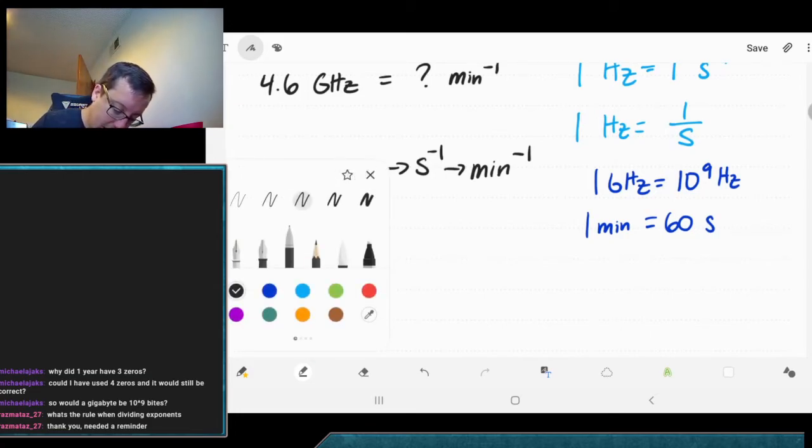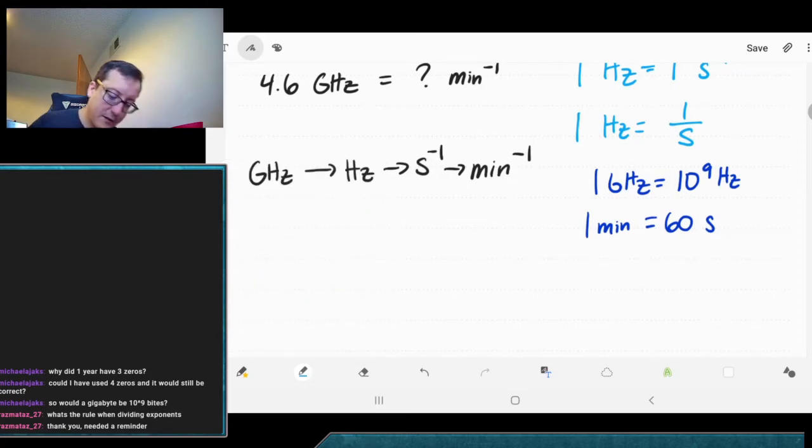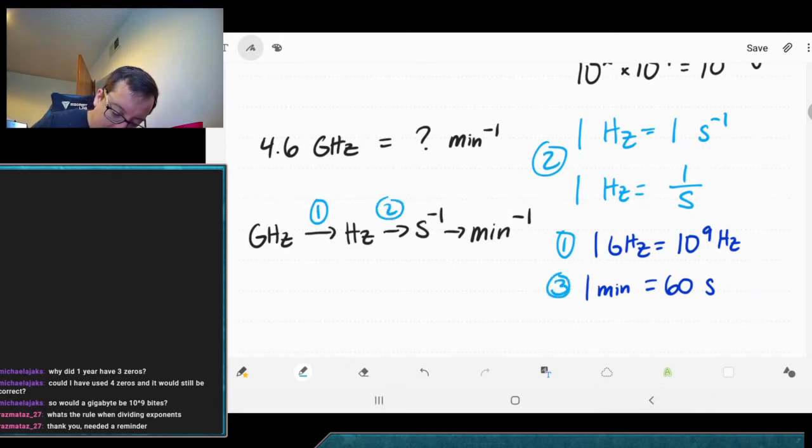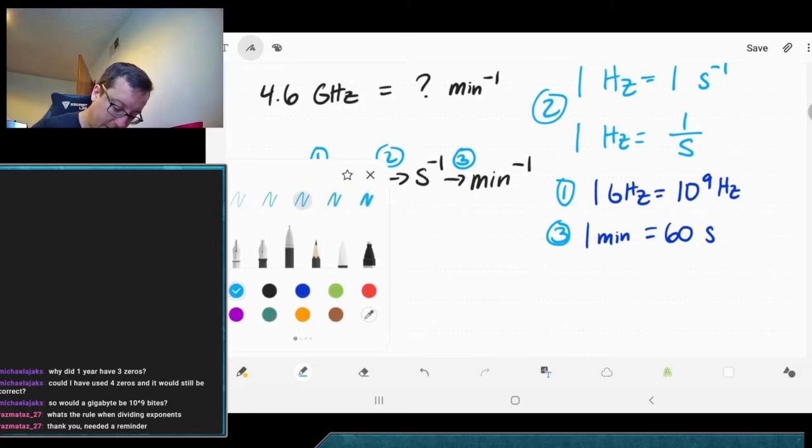So let's go ahead and identify our conversion factors. First things first, we'll have gigahertz to hertz. That's our first step here. Hertz to second to inverse seconds. We can use either of these. I'll just put a 2 here because we can use either one. And then we have our seconds to minutes idea. Alrighty, let's see if we can't just work through this.